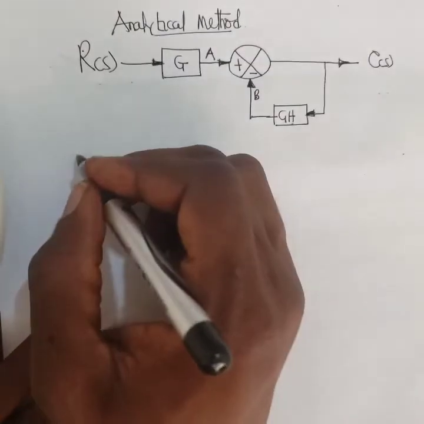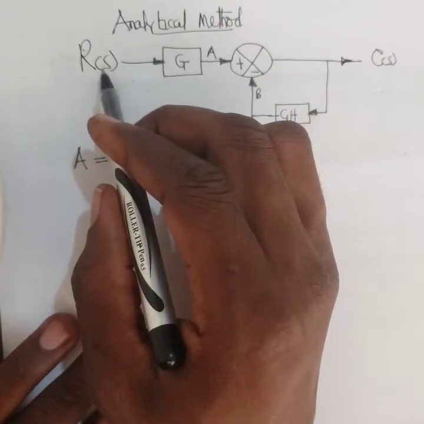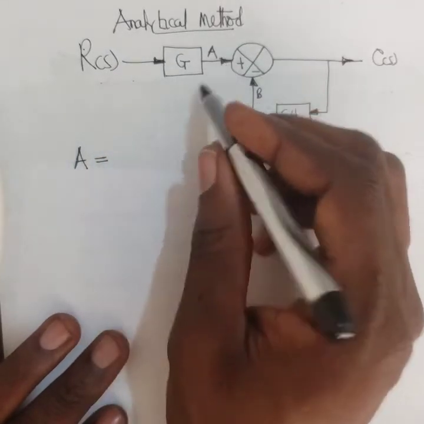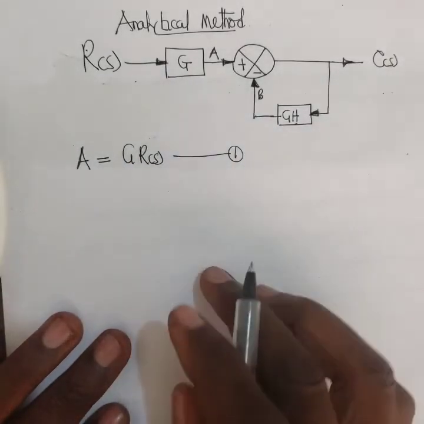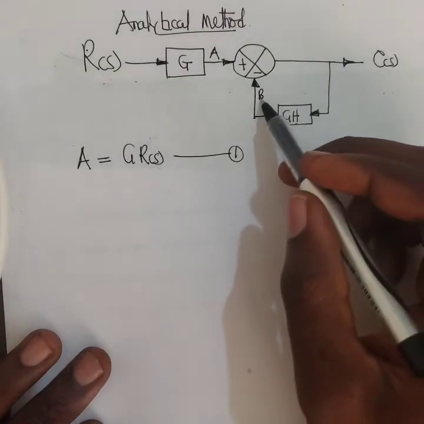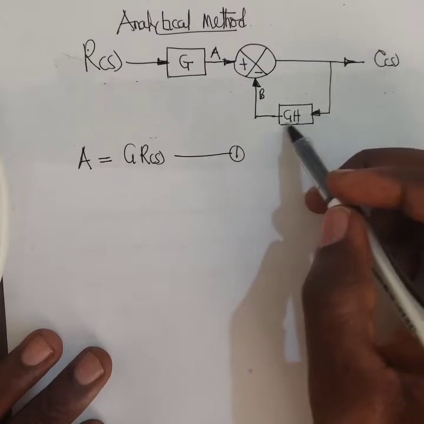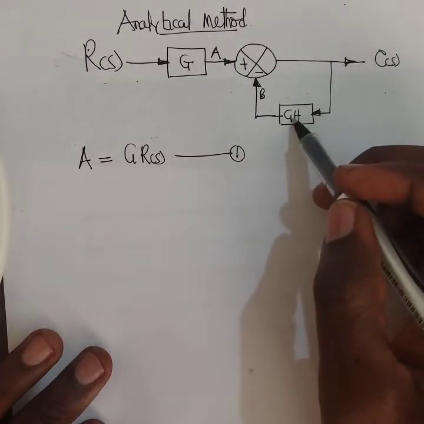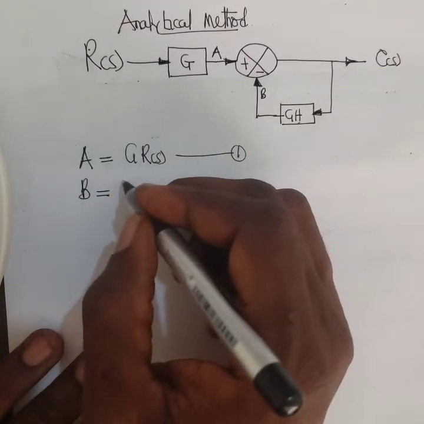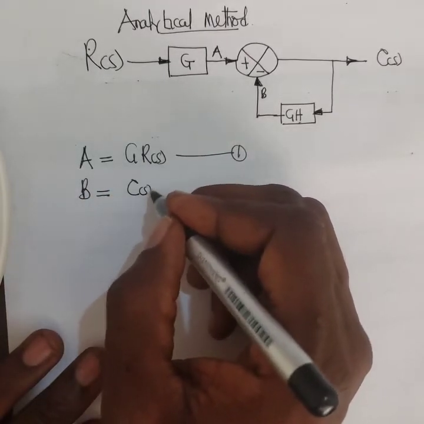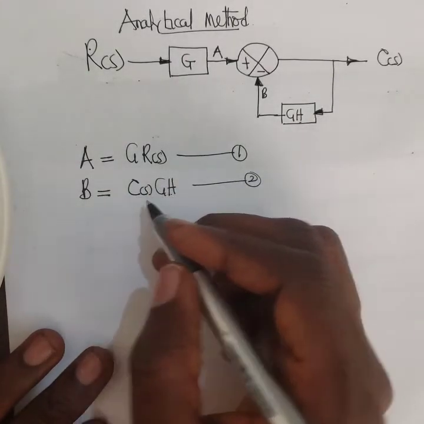So let's do that. My A is equal to, for me to have A, RS is serving as input signal, will multiply G to give me this. So I can say A equals GRS. Let me call this my equation 1. Now similarly, for me to have B, the GH is a feedback loop element. Look at the arrow coming from CS. So if CS multiplies GH, I'm going to have B. So I can say B is equal to CS and GH. You can rearrange this, G is supposed to come before this, but no problem.